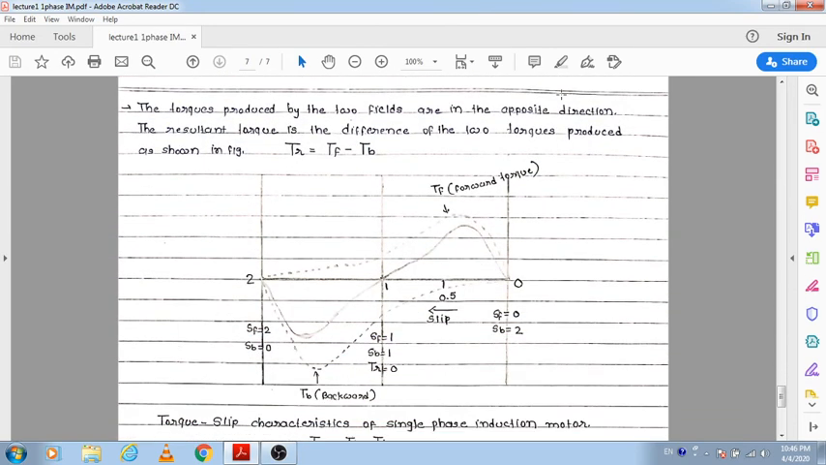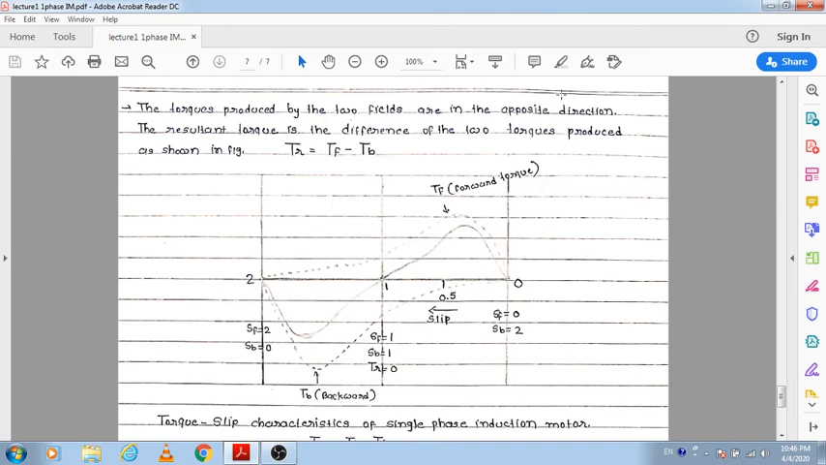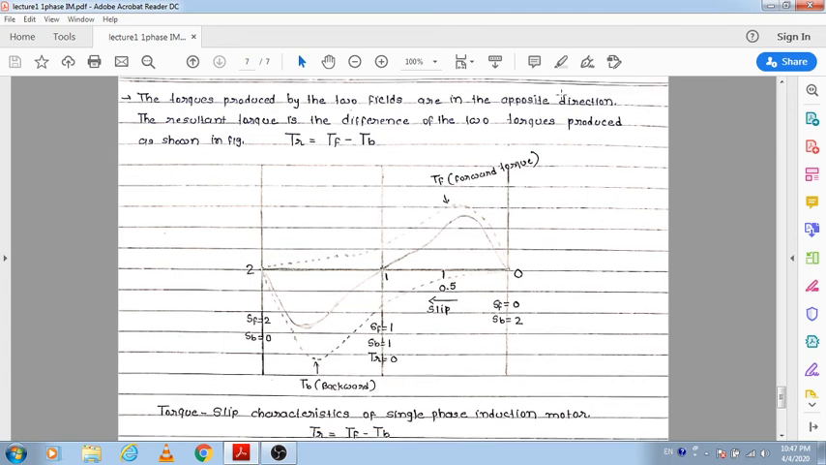Now we understand the characteristic of our single phase induction motor. In which condition will you achieve the resultant torque? When you have TF minus TB. But in which condition is TF minus TB equal to 0? You know that when SF is equal to 1, SB is equal to 1, so TR is equal to 0, torque is equal to 0. That happens in the standstill condition, where our slip is equal to 1. When you put SF equal to 0, then SB equal to 2; when SF equal to 2, then SB equal to 0. This is the proof.